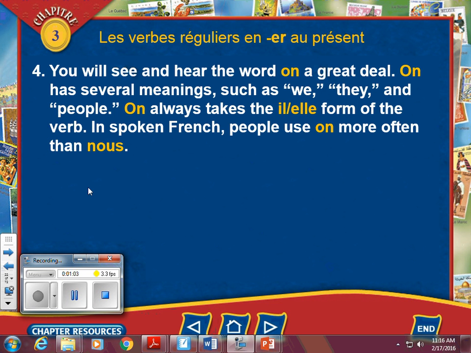On danse, in a question, let's dance. On danse. On regarde la télévision, let's watch TV. So, the thing you need to know about on is that it always takes the il and elle form of the verb. So when you're conjugating your verb and you have je, tu, il, elle, now we're going to say we have il, elle, on, because the verb is going to be the same for on as it is for il and elle singular. Let's take a look at some examples here.